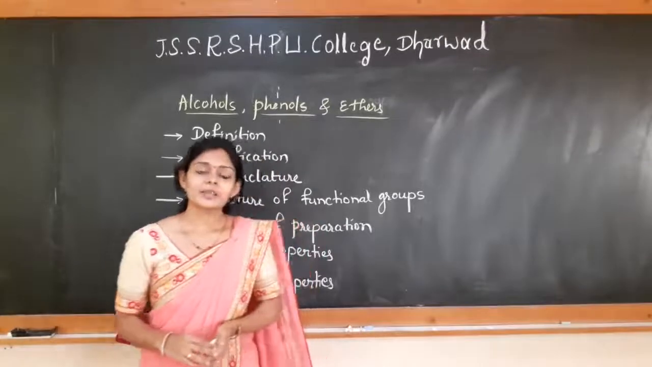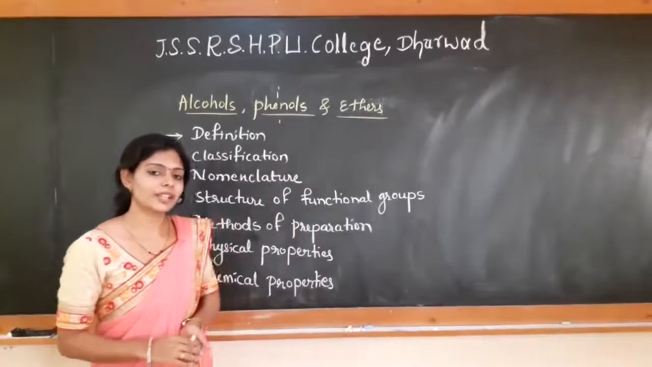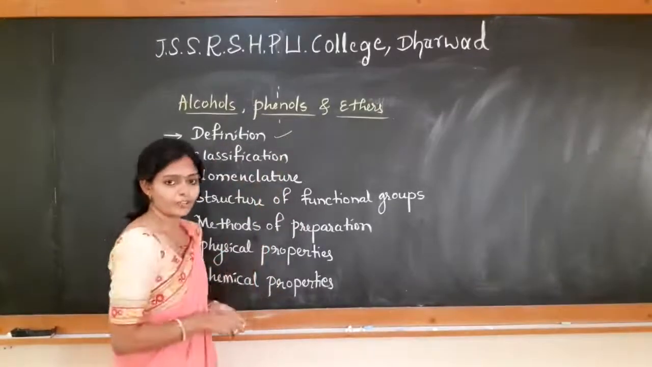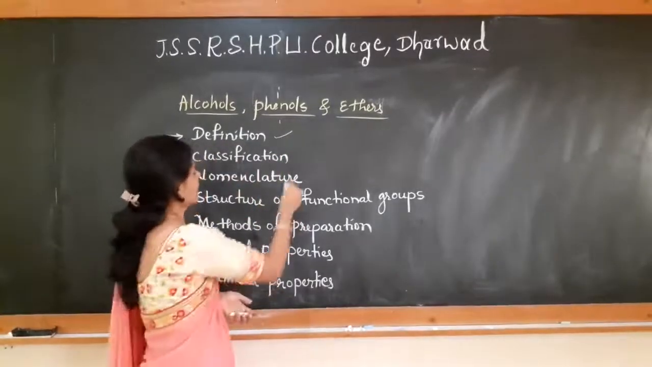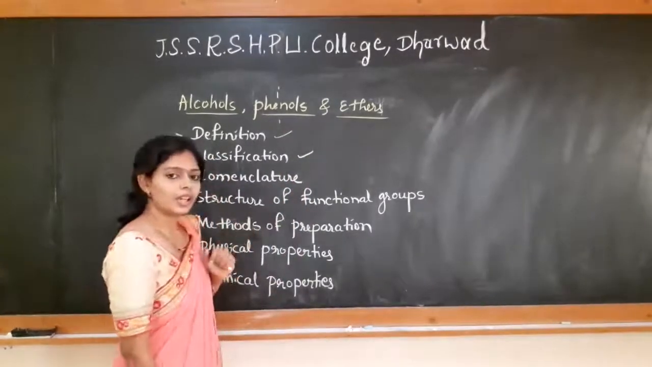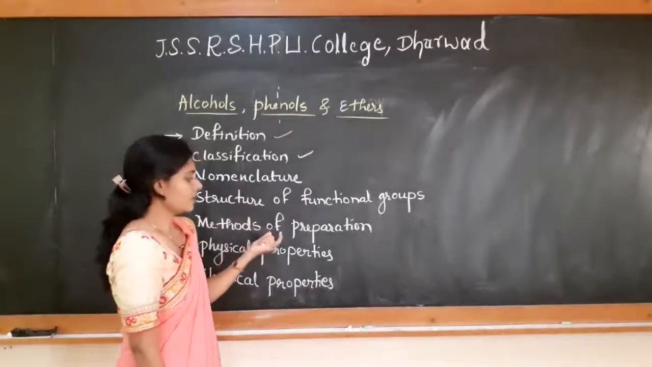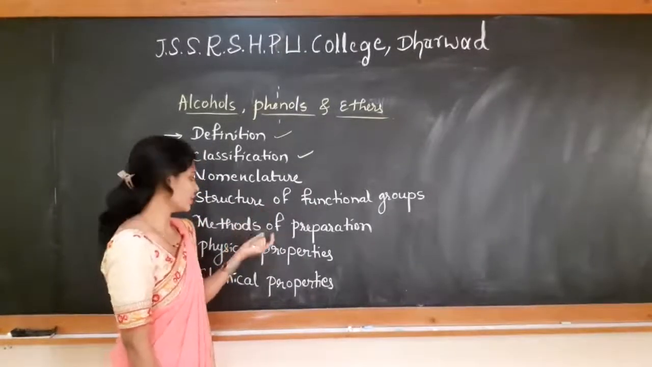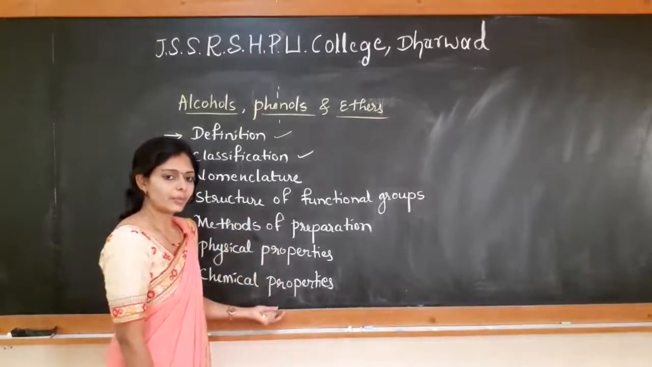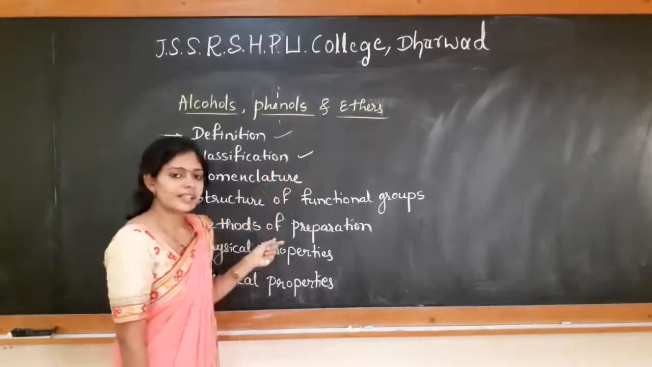So we were discussing the chapter alcohols, phenols and ethers. In the previous video lecture on this topic, we discussed the definition of alcohols, phenols, ethers, how to classify alcohols, then how to name the alcohols by using the IUPAC system. The remaining points in this chapter are structure of functional groups, methods of preparation, physical properties and chemical properties. So all these you are studying about alcohols, phenols and ethers separately.